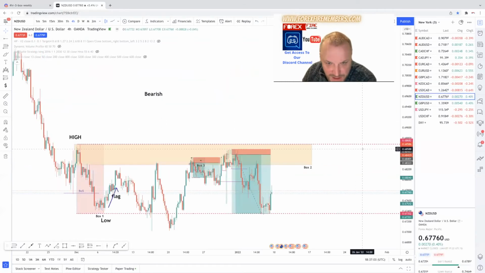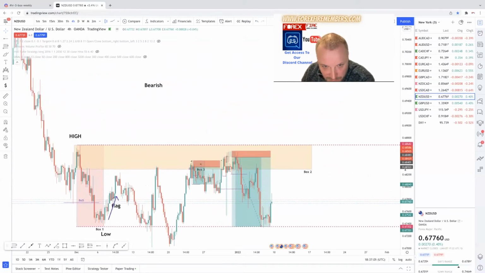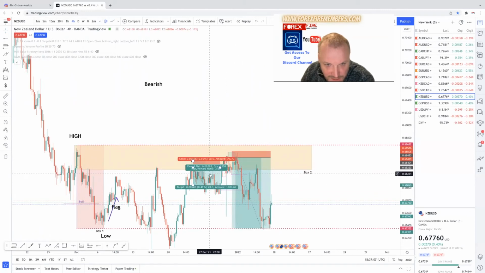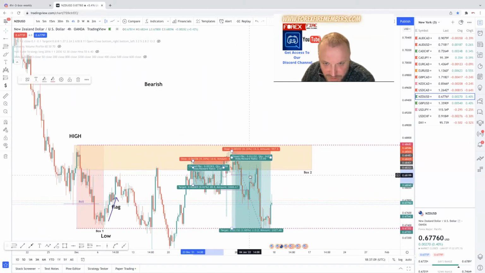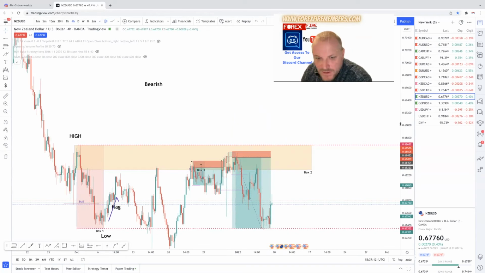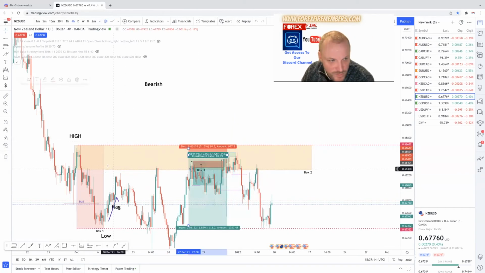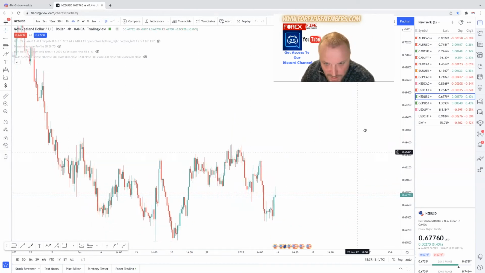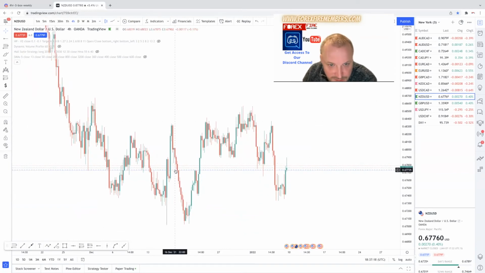NZD USD. Again, this one played out just the other week. 1 to 2.67, and there was a 1 to 11. Let's just get rid of that because those both have played out. Consolidating at the moment.